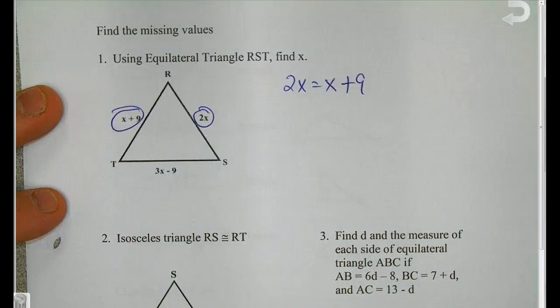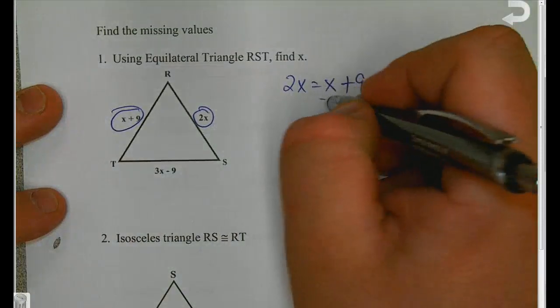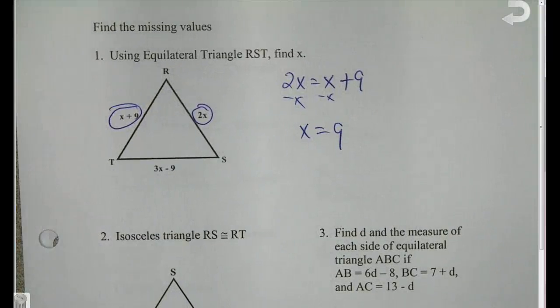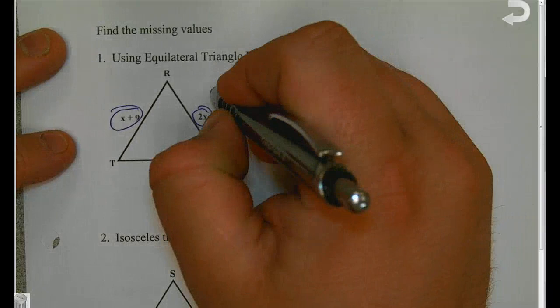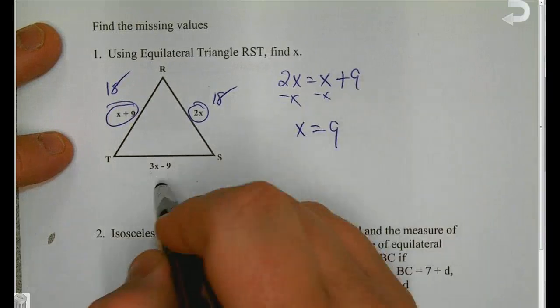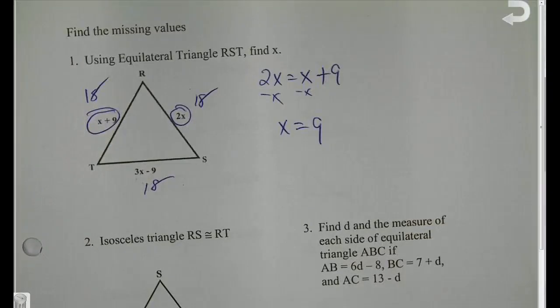2x is equal to x plus 9. So when I subtract x, I get x is equal to 9. Then we can verify this is an equilateral triangle by, of course, plugging it in, as we've talked about. So here, this side length is 18. This side length is 18. 3 times 9 minus 9 is also 18. And I have an equilateral triangle.